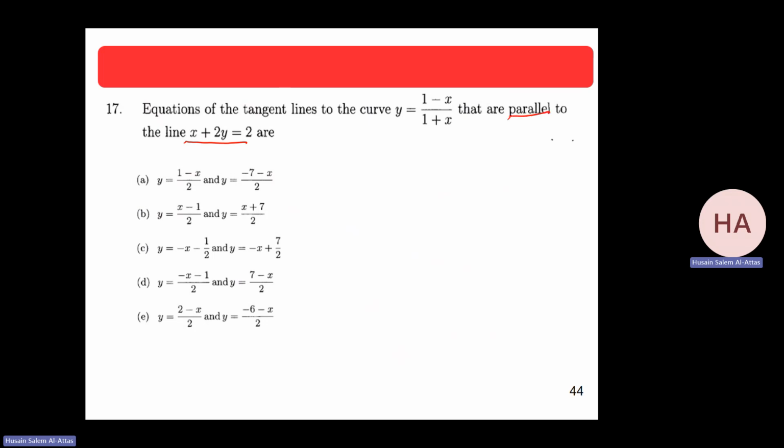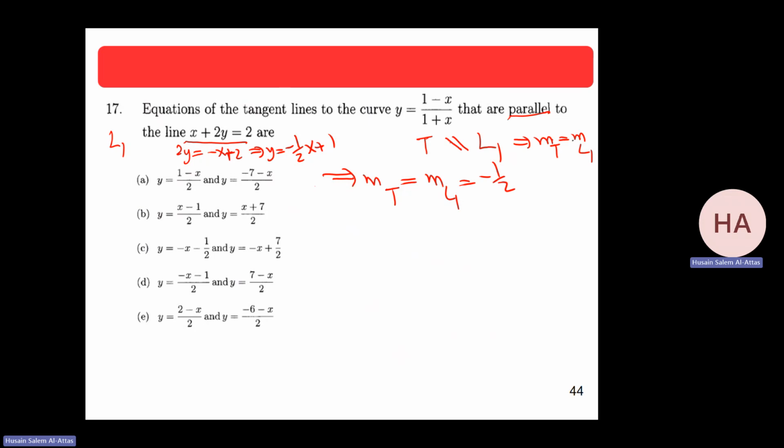Remember, if you have parallel lines, let me call this line L1. The tangent line is parallel to L1. That means the slope of the tangent equals the slope of L1. I can rewrite this as 2y minus x plus 2, so y is minus half x plus 1. So the slope of L1 is minus half, which implies the slope of the tangent equals minus half. So I need to find the derivative, y prime. The slope of the tangent will be y prime at a point A, which is the point of tangency. This is what I'm looking for. Then I can do the calculation.